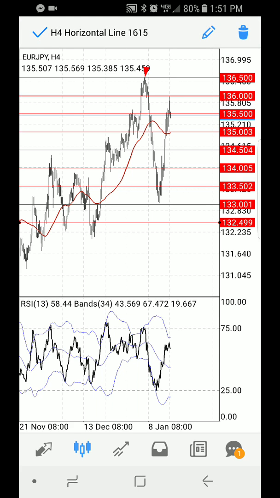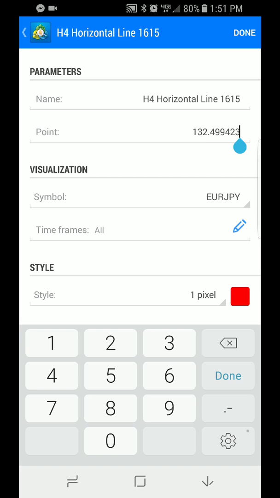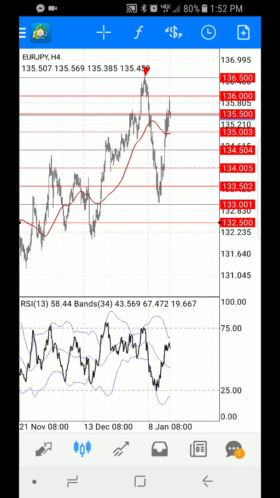And if you want to get it exact, then you can just double tap it, click edit, and then right here we can just type in 132.5, and then it will put it right there at the right spot. See where it's at now, 132.5. So that's how you add them to your chart.